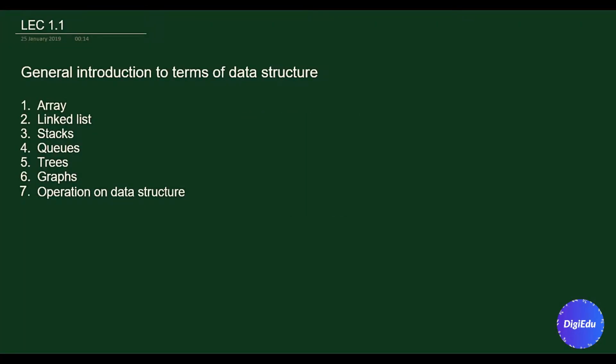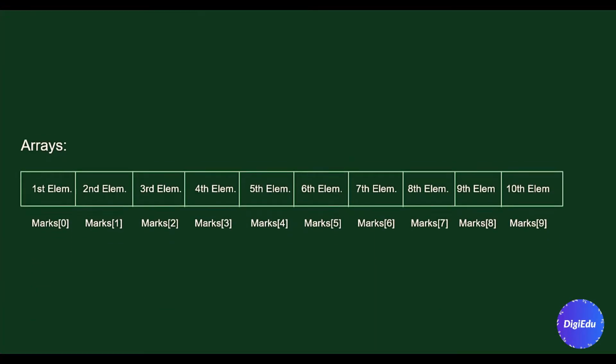Hello there everyone, my name is Udit and in today's video I'll be covering a general introduction to the terms of data structure. I've made a list of these 7 terms which you will find throughout this series of data structure. The first thing is array, then we have linked list, stacks, queues, trees, graphs and operations on the data structure. So let's get started with the first thing, which is arrays.